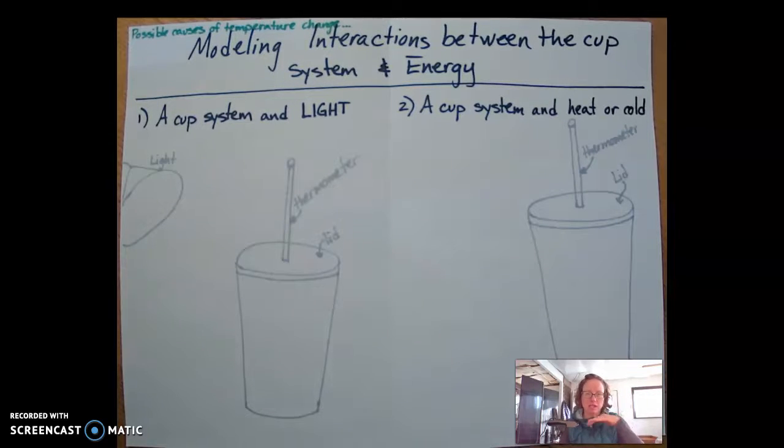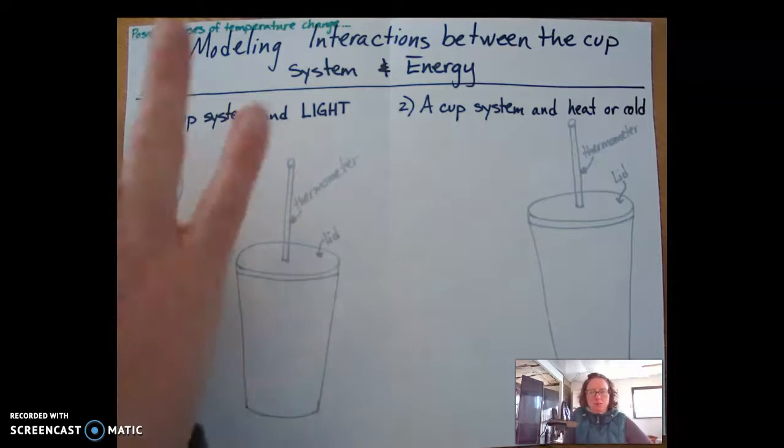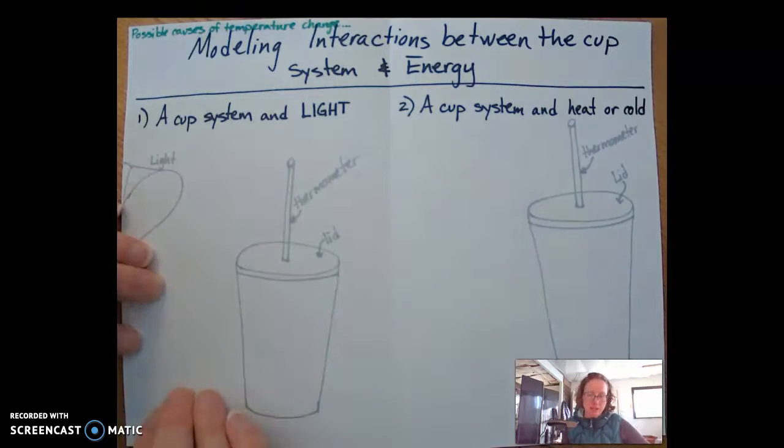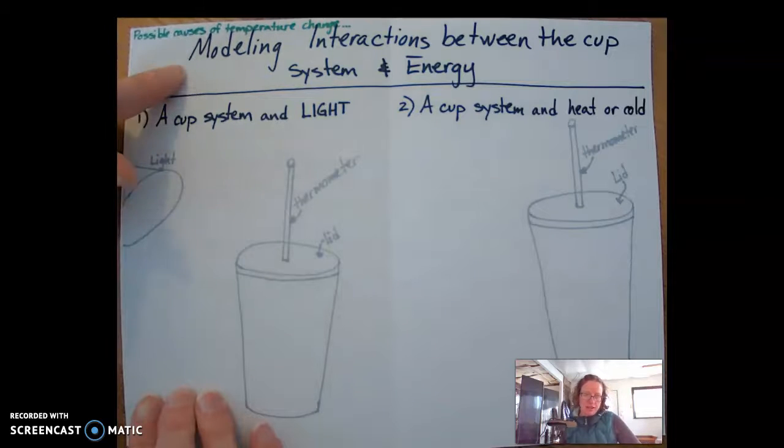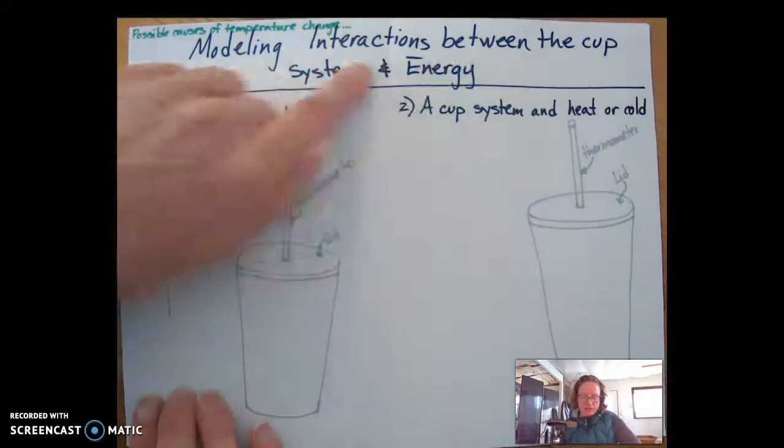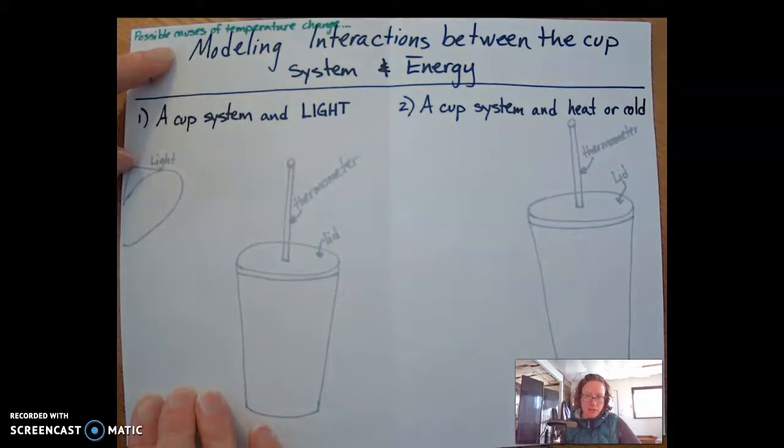So I've pre-drawn some of the things that are asked of you in the assignment. This is supposed to be in your science notebook. The assignment asks you to label across the top modeling interactions between the cup system and energy, but the name of the assignment in Canvas is possible causes of temperature change.